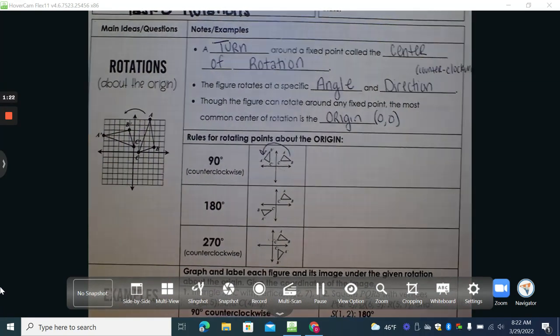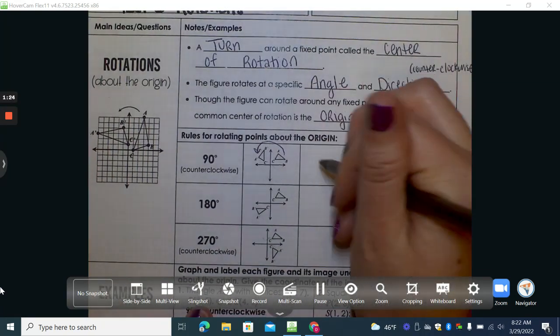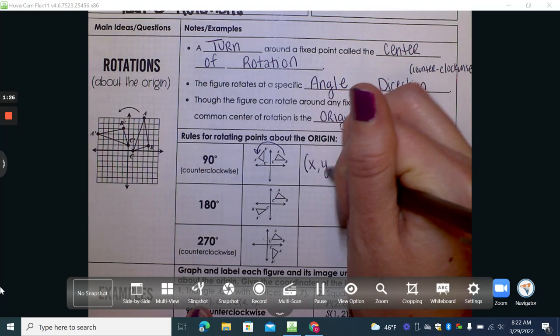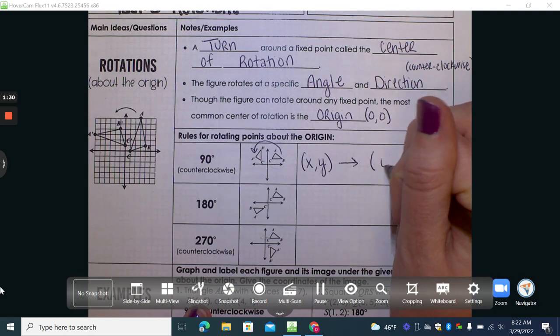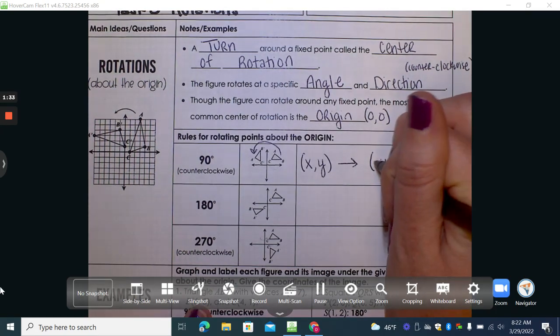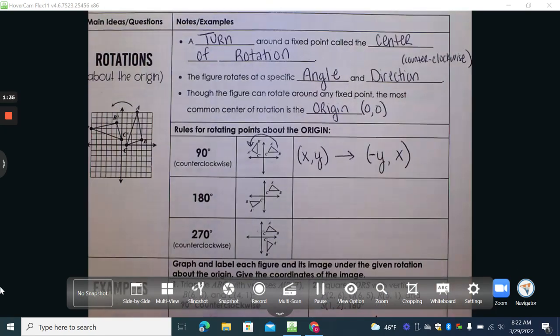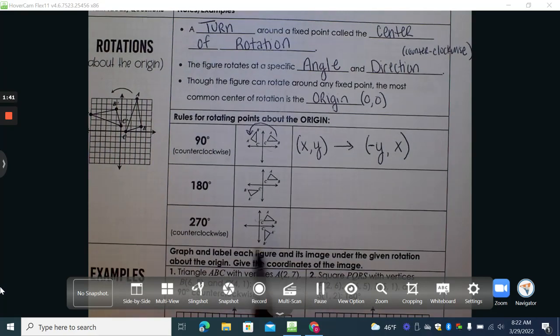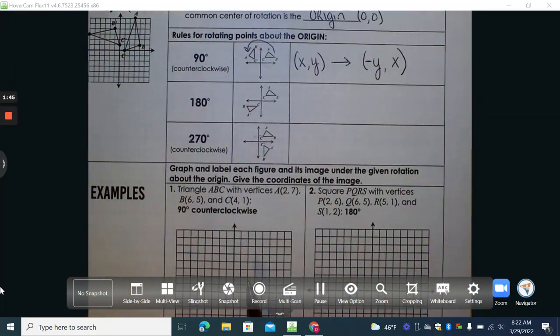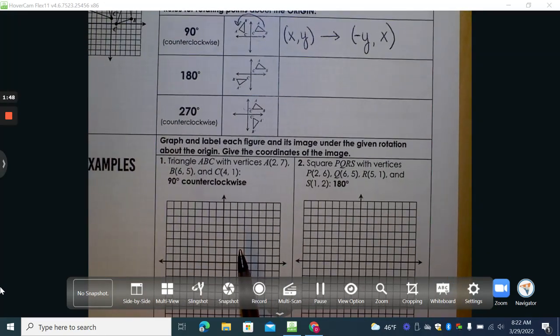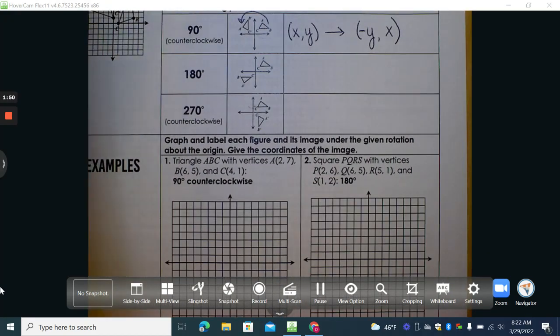And when that happens, we just have a real quick formula. I'm going to take the ordered pairs that I originally have, and I'm going to flip the x and y around, but the y is going to become negative. Let's go ahead and actually practice this on number 1 down here. Let's look at our given points A, B, and C on number 1.